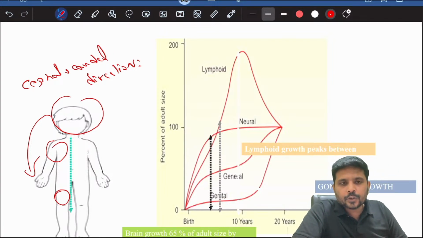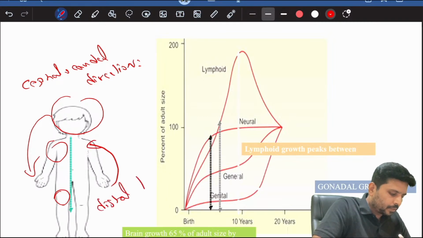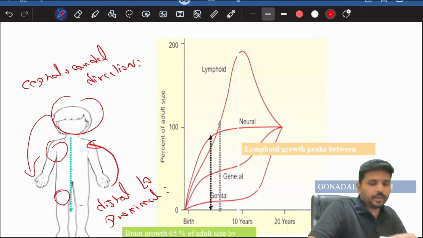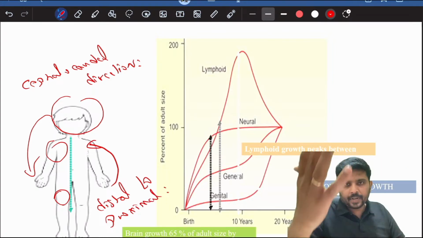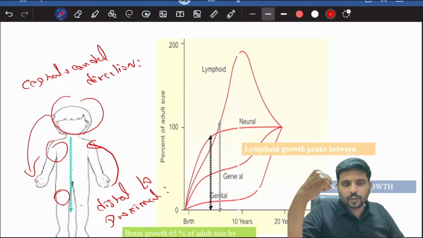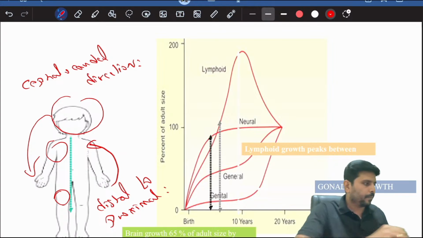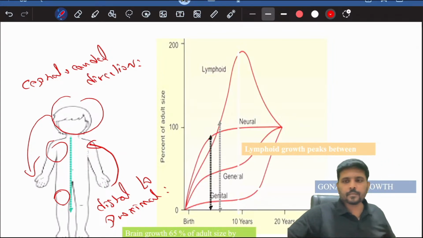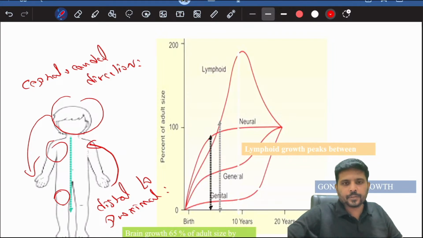And also it is distal to proximal. What do you mean by distal to proximal? The growth of the hand occurs before the growth of the forearm. This is how it happens. So that is called distal to proximal.